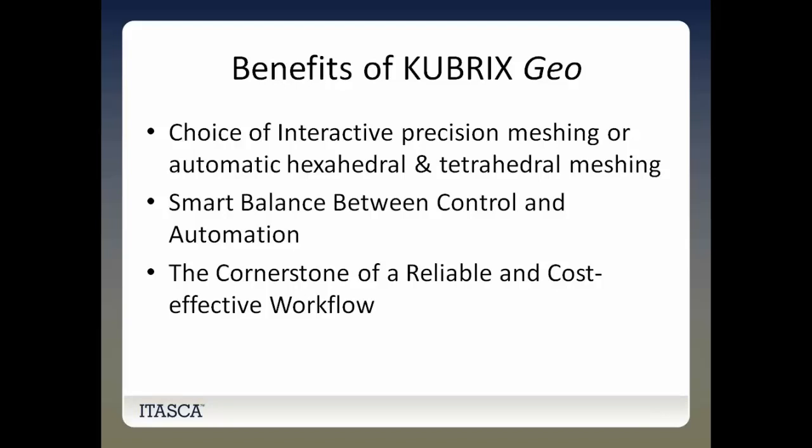Also, KubrixGEO provides a smart equilibrium between control and automation, which you always need. And that's not simply the case in geomechanics. It's true in various areas, whether it's electronics or aerospace or biomedical. There are examples that need control. There are examples that need speed. There are examples that are organic in shape. There are examples that are mechanical in shape. These all have various treatments.